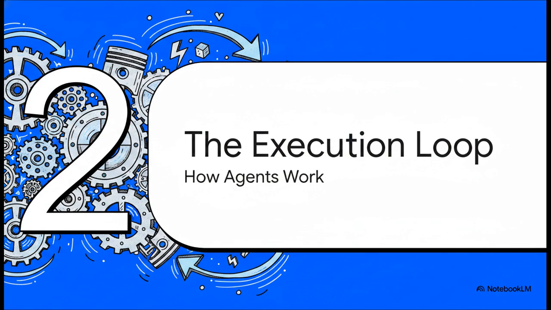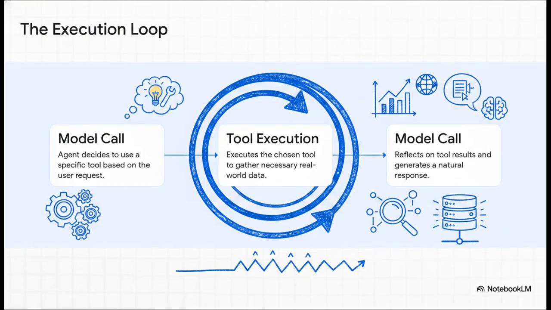Moving right along to Section 2, Inside the Execution Loop. Now that we know what these agents are, we really need to look at the engine driving all that autonomy. So the real core of this autonomy is the agent execution loop. Here's how it works. The agent gets an open-ended task, calls the model to pick a tool, executes that tool to grab real-world data, like grabbing a livestock price or doing a web search, and then loops back to reflect on those results until the job is actually done.